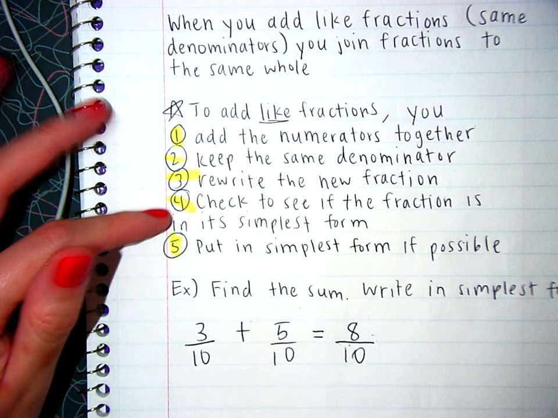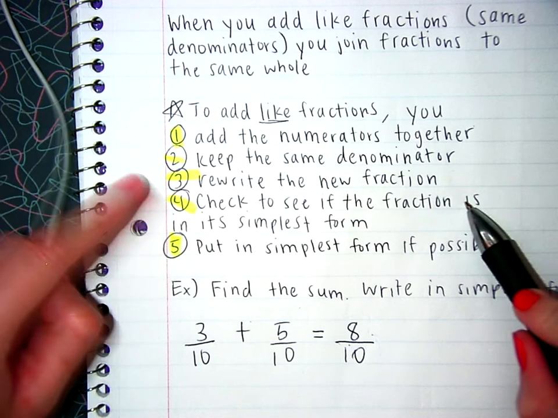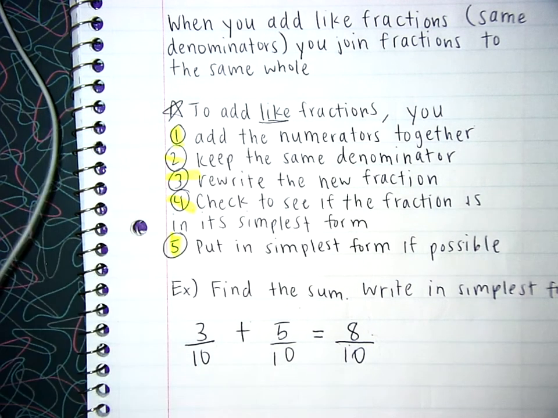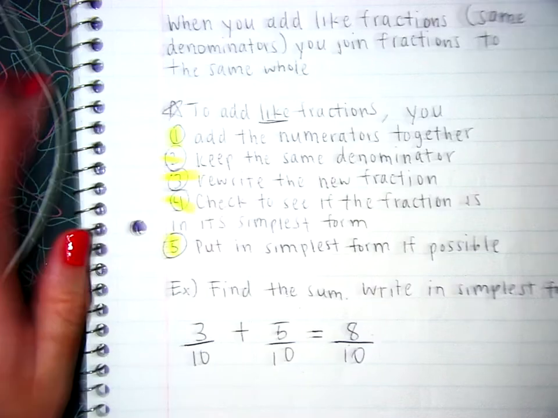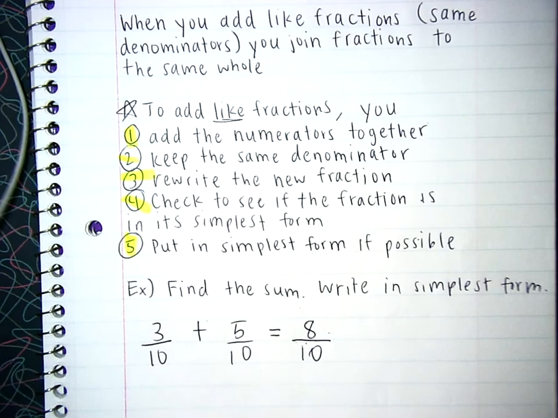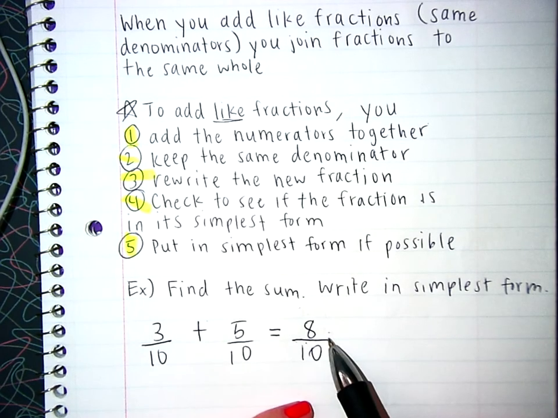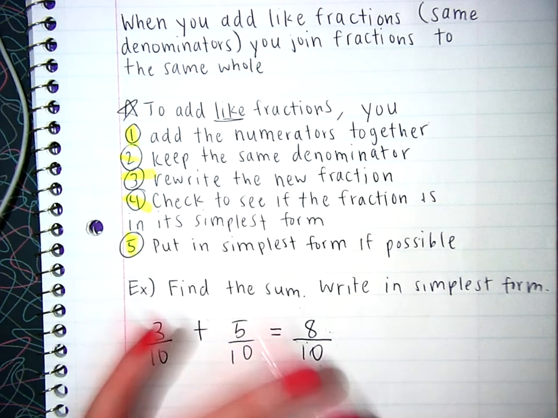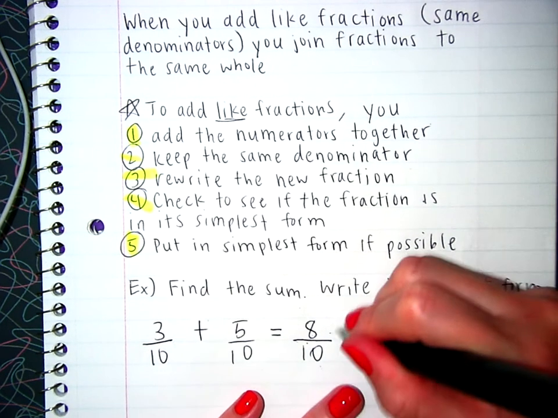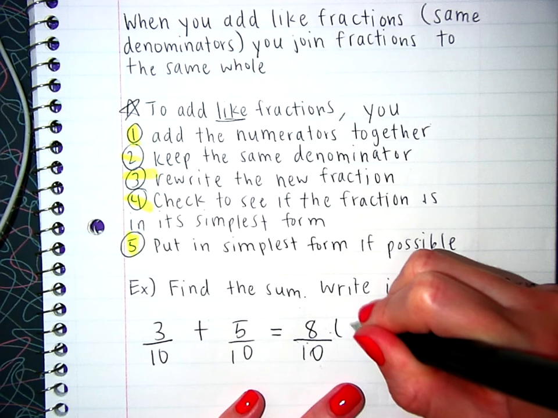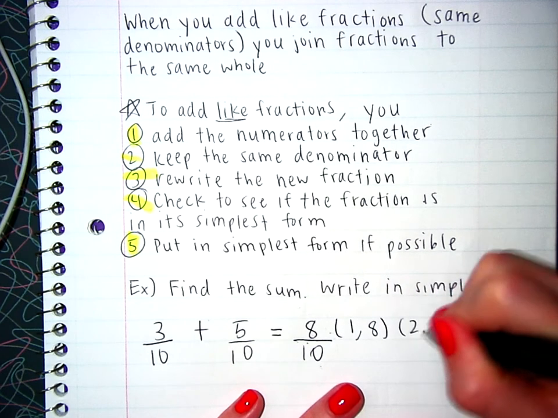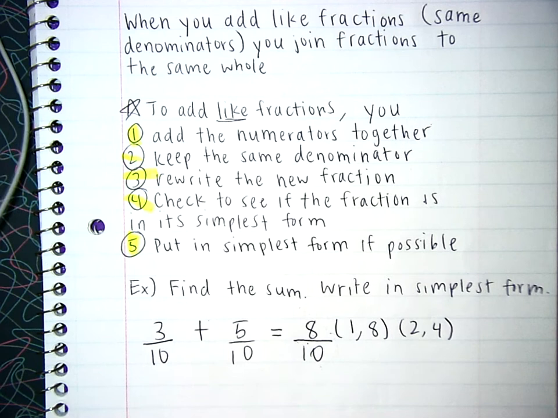Now my 4th step is to check to see if the fraction is in its simplest form. The easiest way to find if the fraction is in its simplest form, just like our simplest form lesson, is to list out all the factors of 8 and 10. So that's what I'm going to do here. So I'm going to list out my factor pairs. In order to make 8, I have 1 and 8, and 2 and 4. Those are the factors of 8.